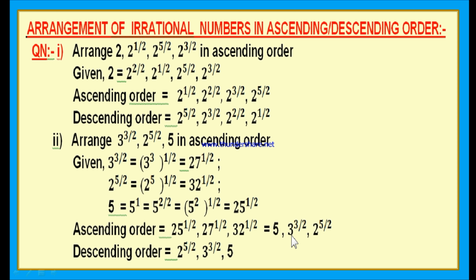Now, descending order means you write them in reverse order. 2 power 5 by 2, 3 power 3 by 2 and 5 is descending order. All these concepts you come across in your 9th class only.